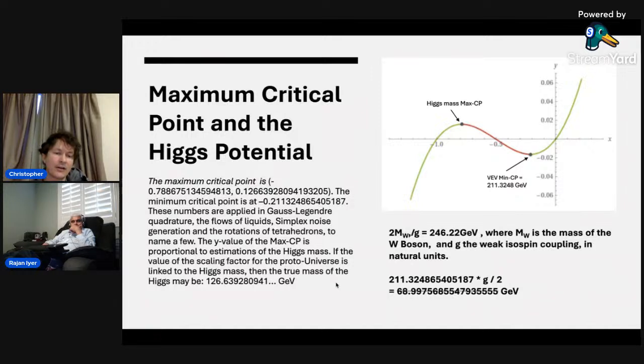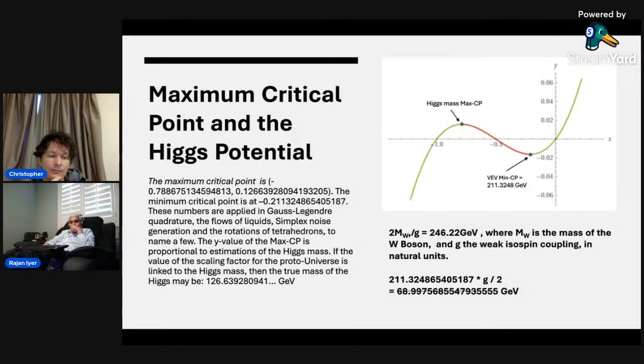These numbers also appear and are applied in many other areas of mathematics, such as Gauss-Legendre quadratures, which is kind of what this curve is really. It looks like a quadrature. And the flow of liquids, which is also interesting as it comes back to surface tensions and bubbles and things that we're looking into anyway in terms of gravity and electromagnetism. Simplex noise generation and the rotation of the points of tetrahedrons, just to name a few.